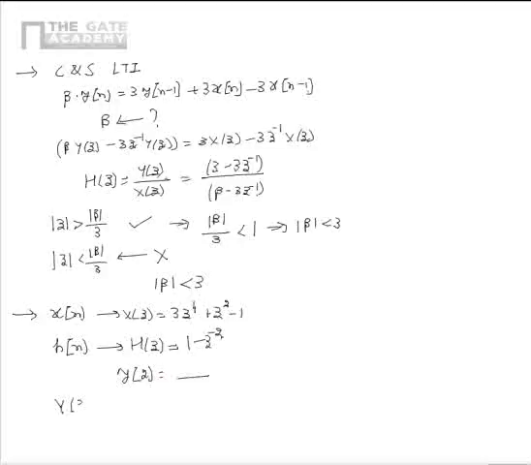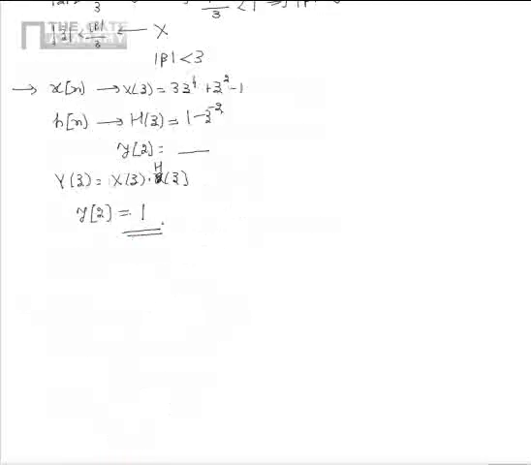So for getting y of 2, obtain Y of z, that is z transform of y of n, as X of z multiplied by H of z. From this result, the output at the instant n is equal to 2, that is y of 2, can be obtained as the coefficient of z power minus 2, which upon simplification can be written as 1. So y of 2 would be equal to 1.